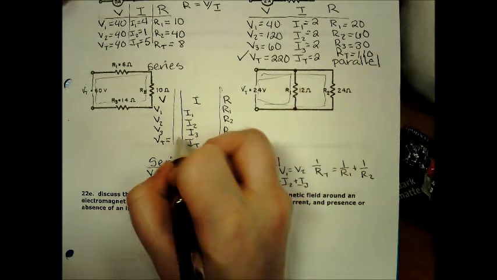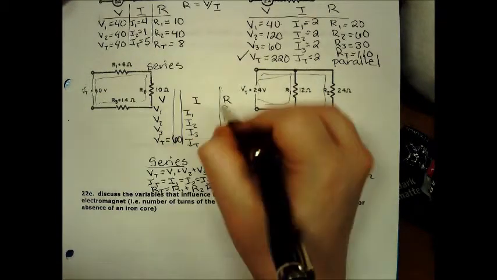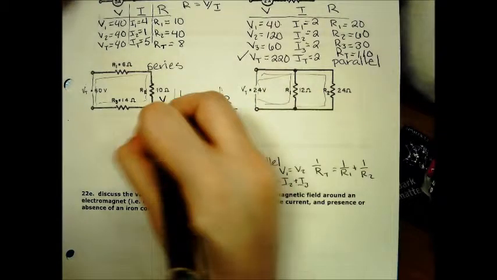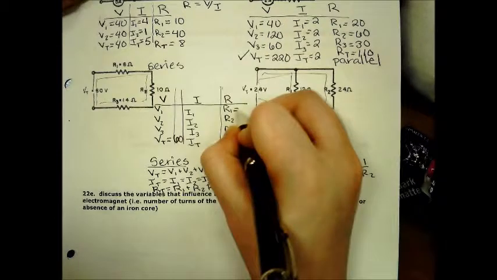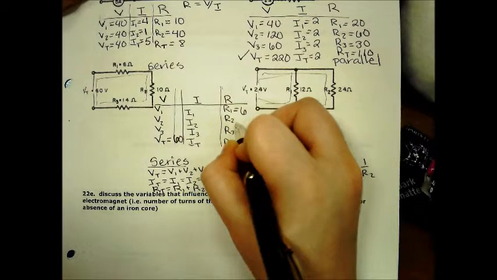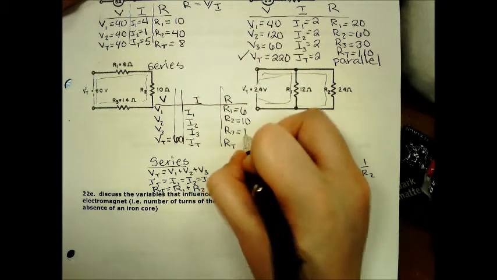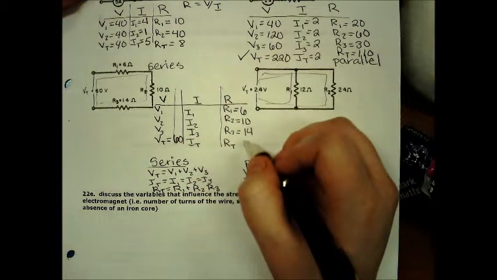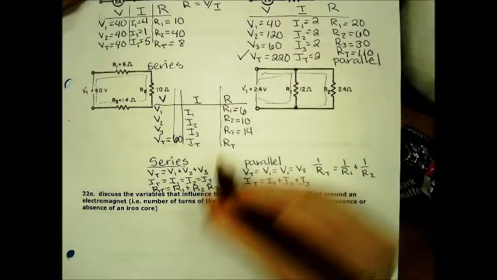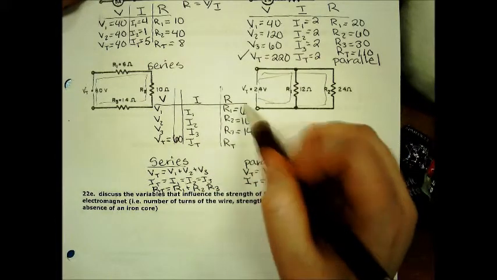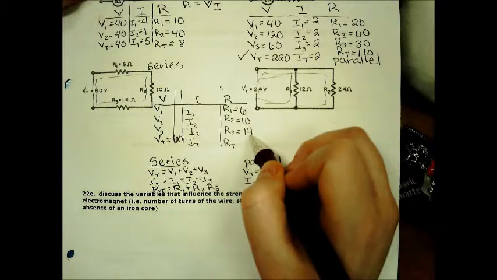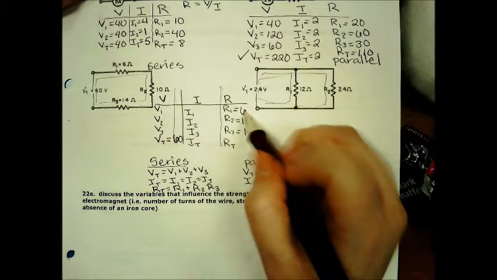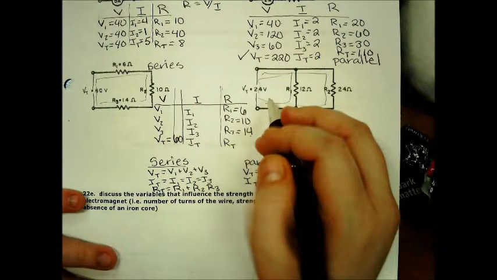All right, what have they given us? They've given us V total, which is 60. They've given us R1, which is 6. R2 is 10. R3 is 14. Again, for a series circuit, they just add up. So 14 plus 6 is 20, plus 10 is 30.